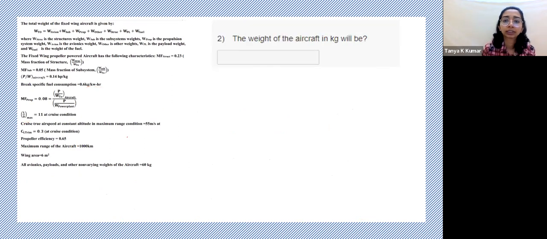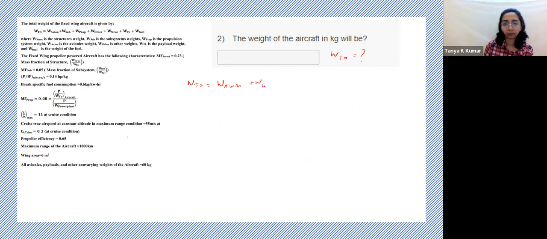Okay. Next question is, what is the weight of the aircraft? Here, it means what will be the takeoff weight? W initial or W takeoff. What will it be? That is the question. How will we go about doing this? They've given you the first equation. That is your hint. Okay, so you have W avionics.